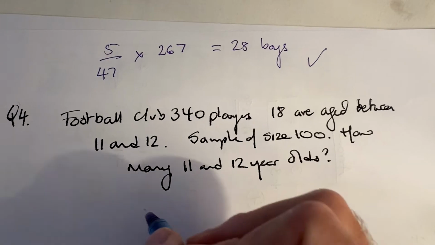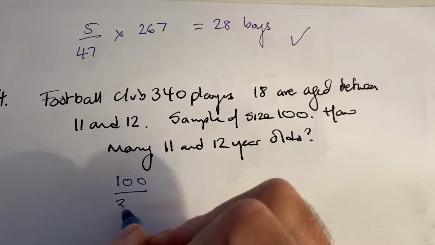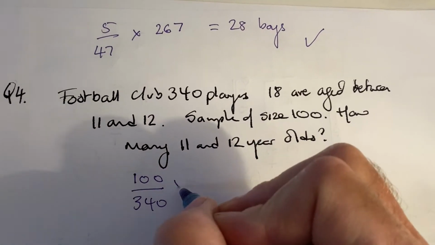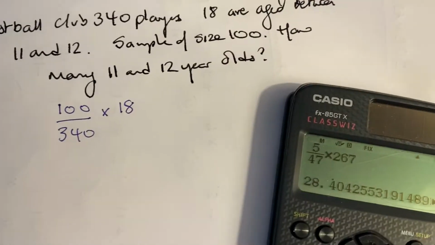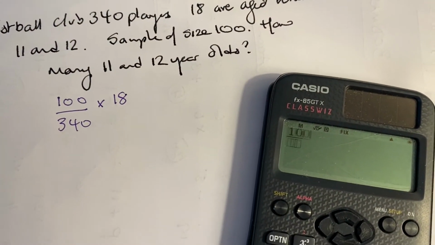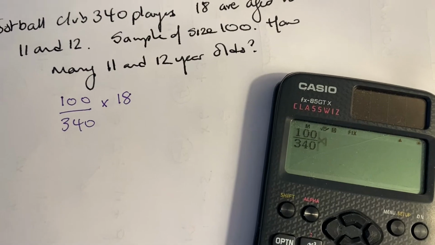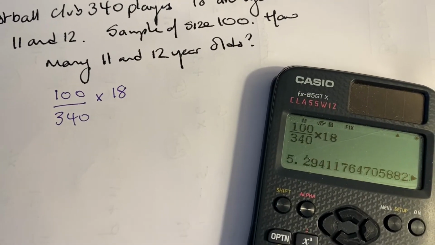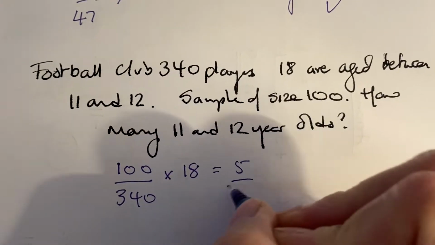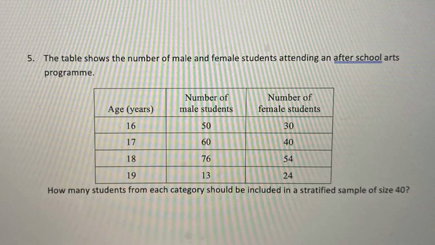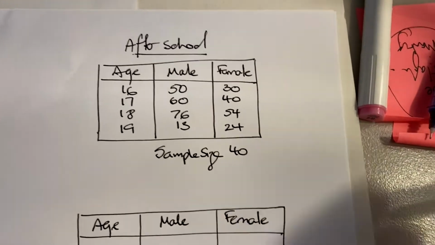Question 4, a quicker question. A professional football club has 340 players, 18 are between the ages of 11 and 12. I want a sample size of 100, so it's 100 over 340 times how many those boys are, 18, and so I get 5. I just need 5 11 to 12 year olds. Let's try question 5 now.